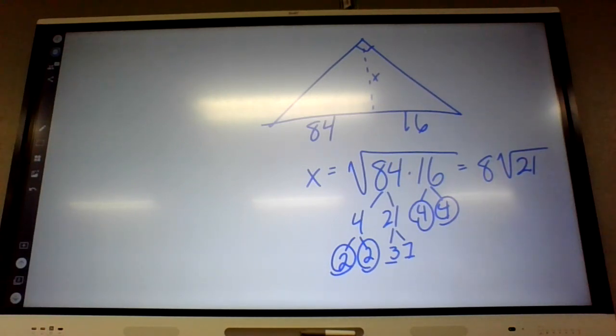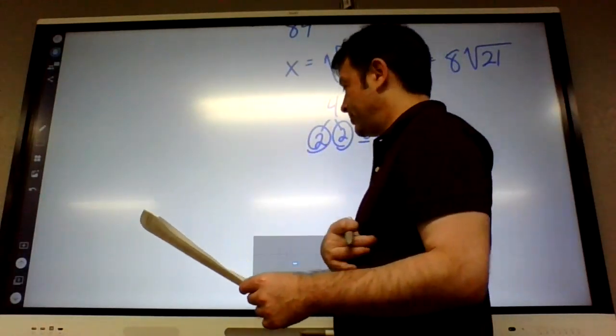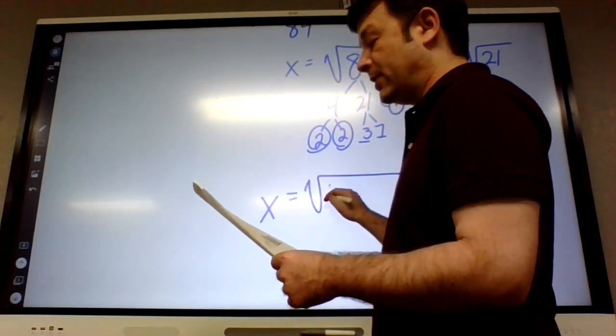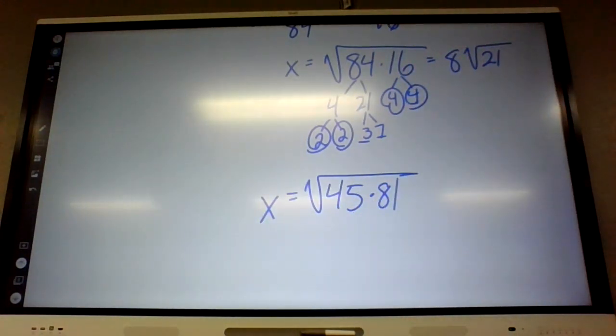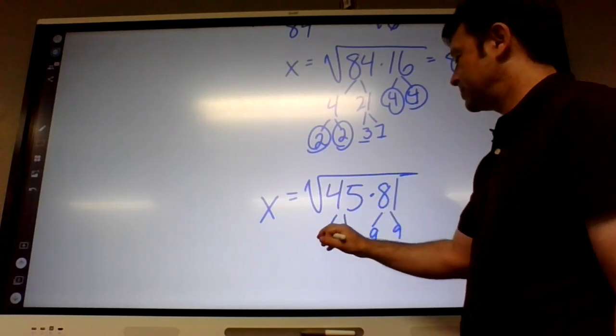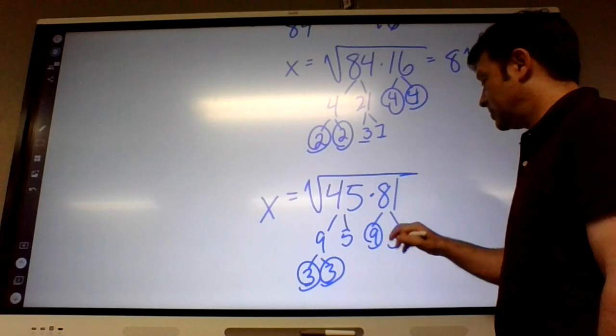Okay, but on the top middle one, what's different? They're asking for a leg on the big triangle instead of the altitude. You guys remember how that one worked? You just use the close segment, 45, and the entire thing, 81. This is going to simplify because 3 times 9.